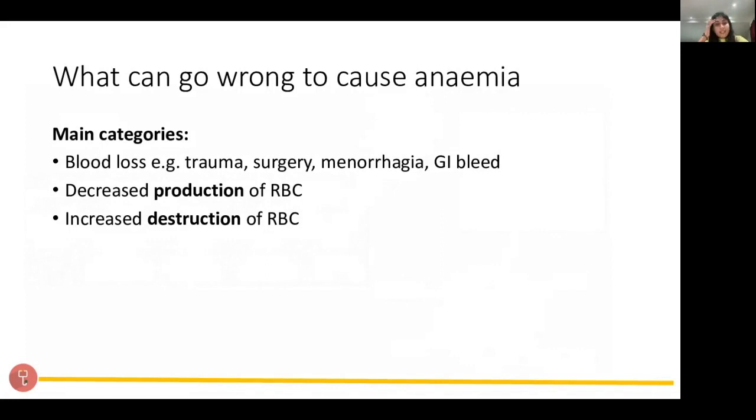So what can actually go wrong to cause anemia? There's three main things, really. Either you're losing blood from somewhere, from many things: cancers causing GI bleeds, ulcers causing GI bleeds, trauma, surgery, heavy periods. Or you're not producing enough red blood cells, and we'll talk about what causes that. Or you are producing red blood cells, but they're very frequently being destroyed and aren't lasting in your system for 120 days.